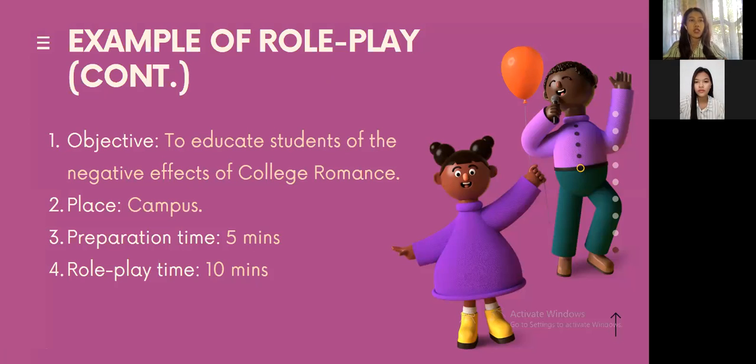I would like to continue the previous material, which is example of role play. The first one is objective, to educate students of the negative effects of college romance. The second is the place, which is in campus. The third is preparation time, 5 minutes. The preparation time is for preparing the role play for each student and remembering the role context or script. And the fourth is role play time, 10 minutes.